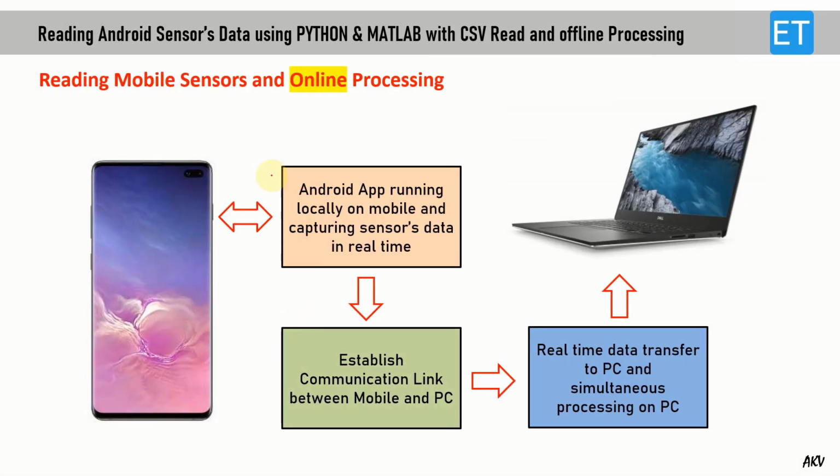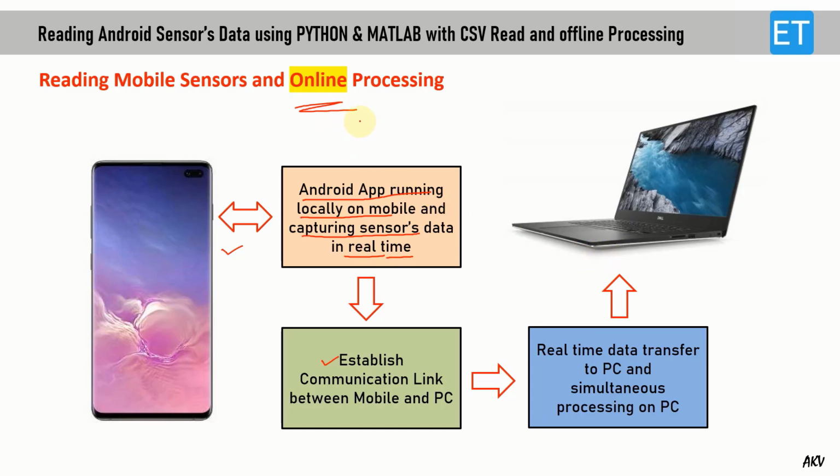In this slide you can see the online processing steps. Actually, in the mobile phone we have various sensors, as I said. There is one Android app which is running locally on this mobile phone and which is capturing the sensors data in real time. Now we establish a communication link between the mobile phone and our PC, and over this link this captured real-time data is transferred to the PC, and we process this data simultaneously.